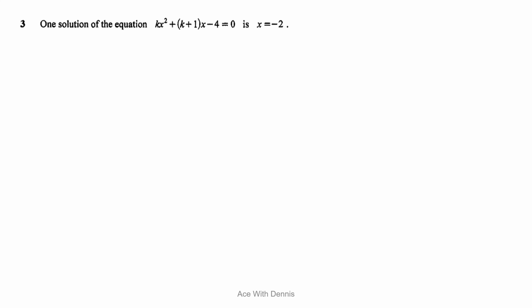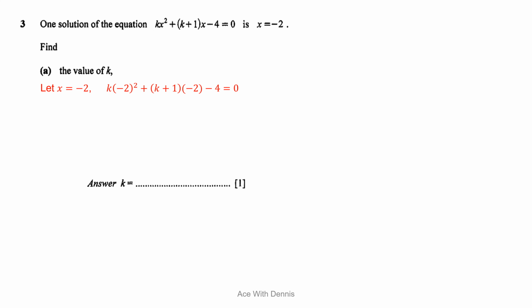Question 3. One solution of the equation kx squared plus (k plus 1)x minus 4 equals 0 is x equals negative 2. Find A, the value of k. 1 mark. In order to find the value of k, we let x equals negative 2 since it is given by the question. So we substitute x equals negative 2 in the equation, we get k times (negative 2) squared plus (k plus 1) times negative 2 minus 4 equals 0.